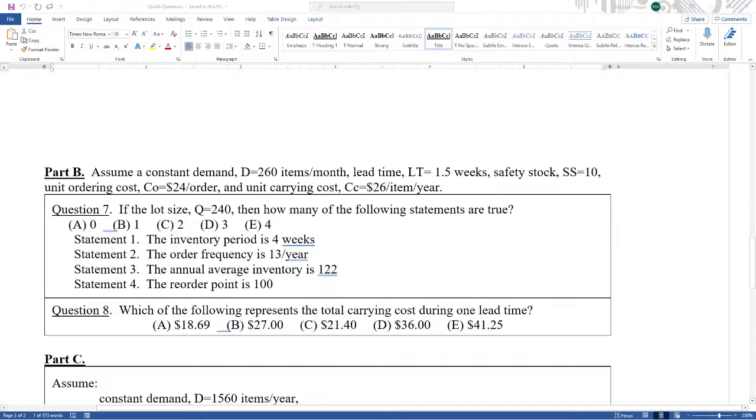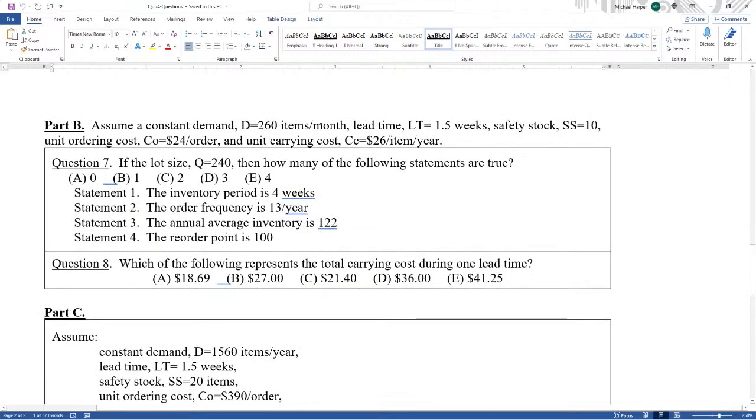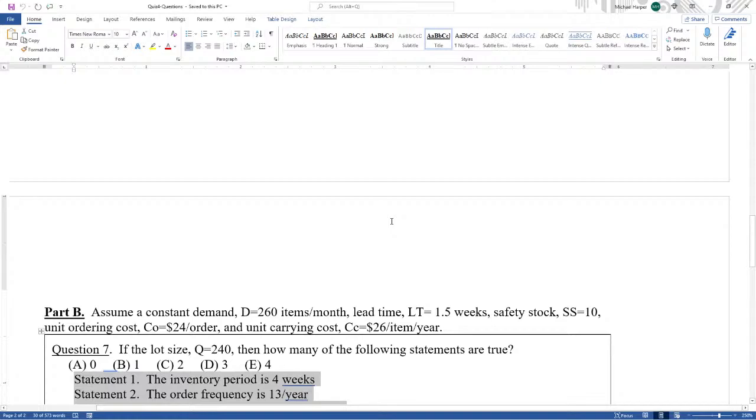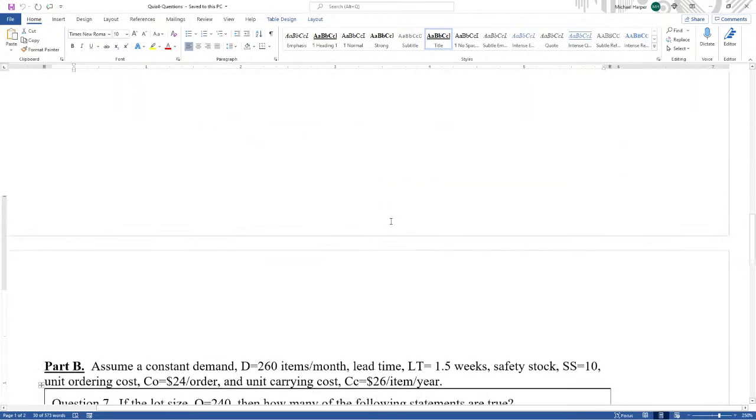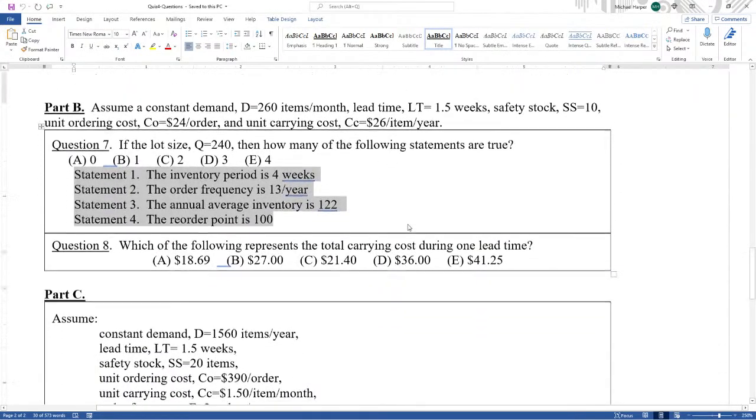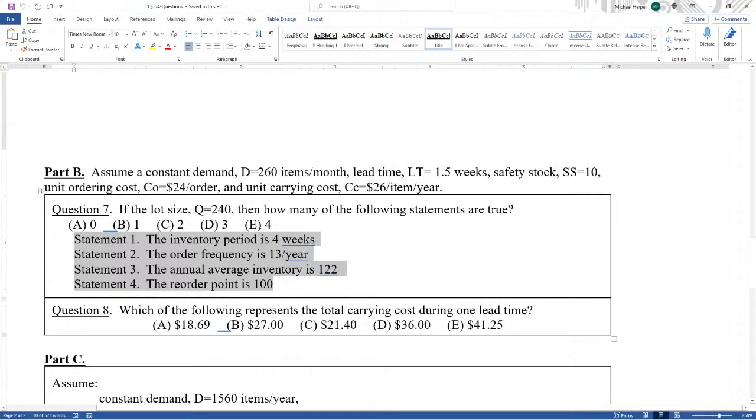Okay, the next one is assume a constant demand of 260 products per month. Lead time is this. I do it again. If the lot size is this, then how many of the following statements are true? So then, okay, here, notice I do this one at a time. So here, since we're getting our confidence up, let's do 4 at a time for this question. And then the total carrying cost during one lead time.